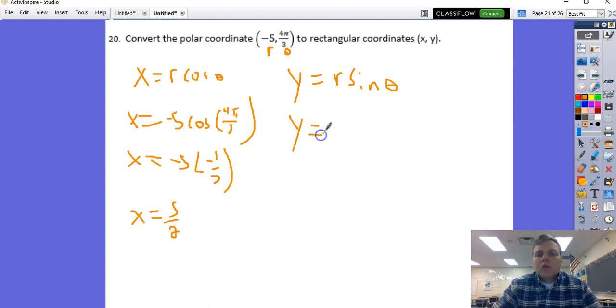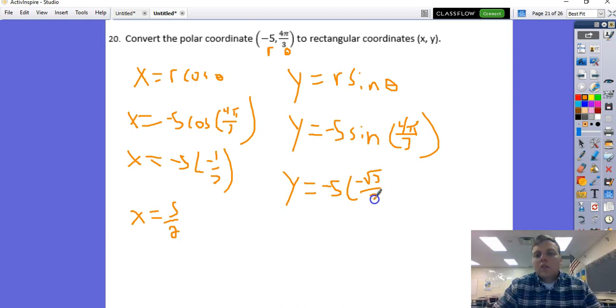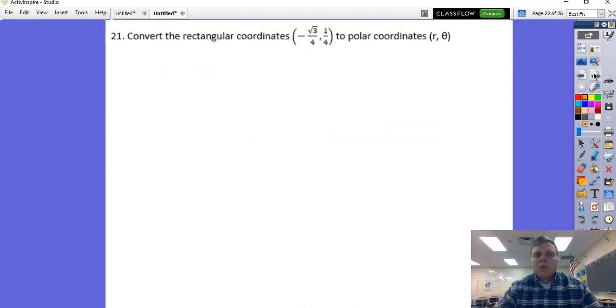Y is equal to negative 5 sine of 4 pi over 3. Alright, sine of 4 pi over 3 is negative square root of 3 over 2. So we get y is equal to negative 5 times negative square root of 3 over 2. Negative times negative makes us positive, so we're just going to get y is equal to 5 square root of 3 divided by 2. And that's it. Okay? Problem 21.